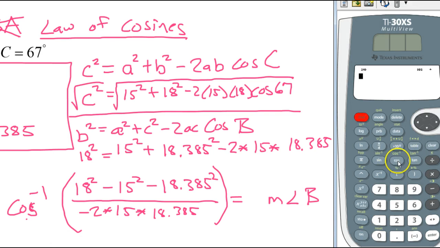So here I go, inverse cosine of 18 squared minus 15 squared minus 18.385 squared over negative 2 times 15 times 18.385. So that is 64.320.